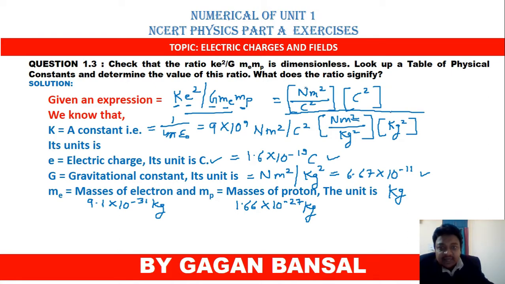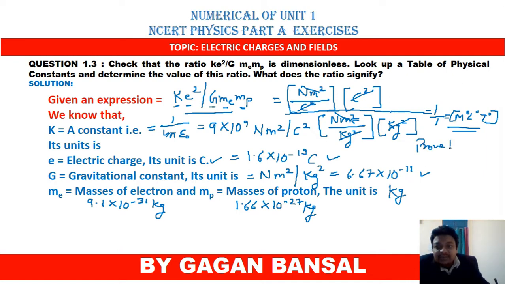Okay, now let's check. Here Newton meter square, here also Newton meter square in denominator and numerator. Here C square and C square, they can be cancelled. Here kg square and kg square, so it comes out to be 1, that is a constant. 1 upon 1 is constant, or we can say that M0, L0, T0, the way we write the dimensionless number. And it is proved that this constant is a dimensionless number. Hope it is clear.